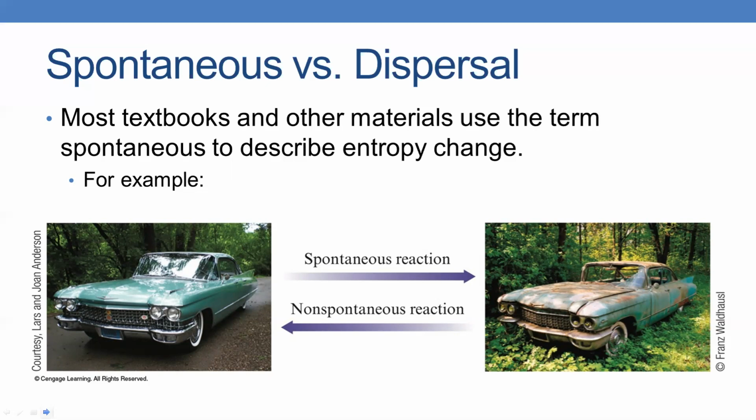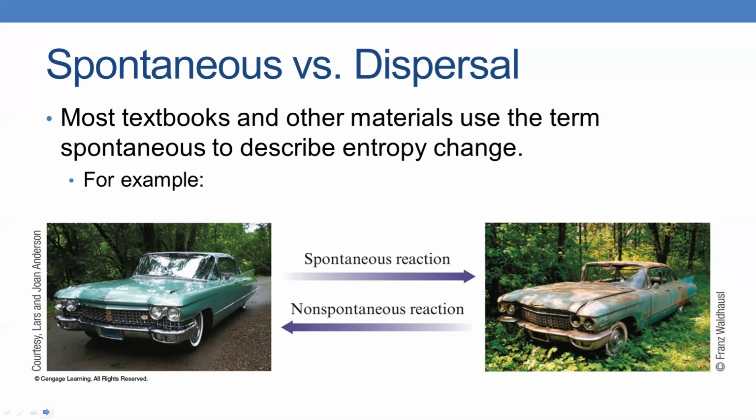And most textbooks like ours use the word spontaneous to describe entropy. This is something that we're trying to get away from, because anything can be spontaneous. A spontaneous reaction would just mean that it's going to happen, right? Over time, a car will begin to rust if you don't stop the reaction happening. So spontaneous reactions will just go by themselves.